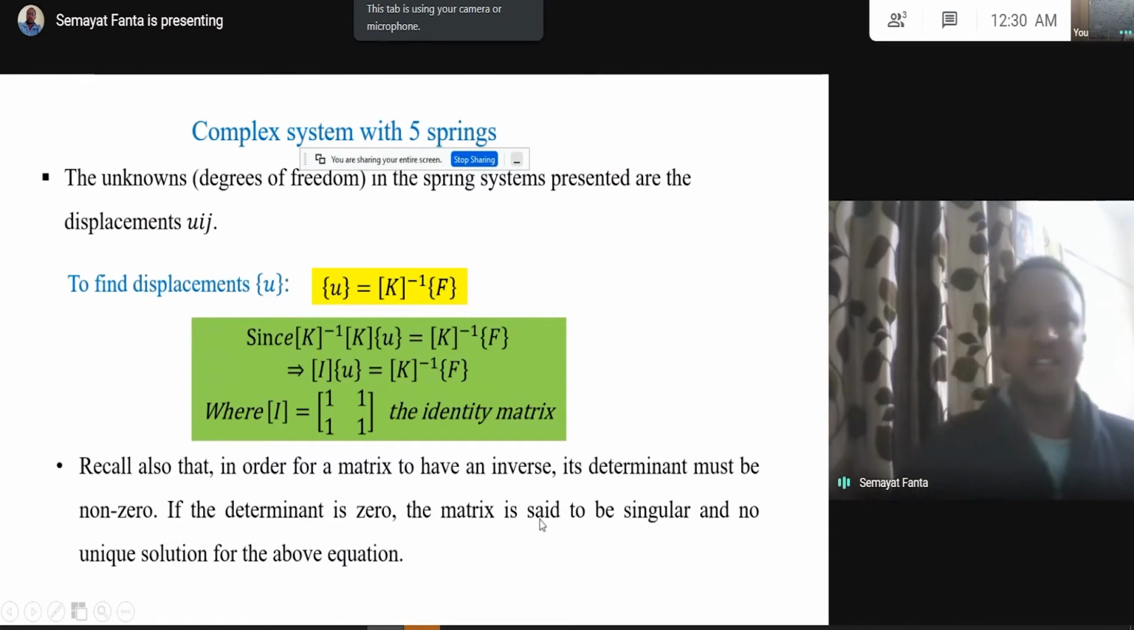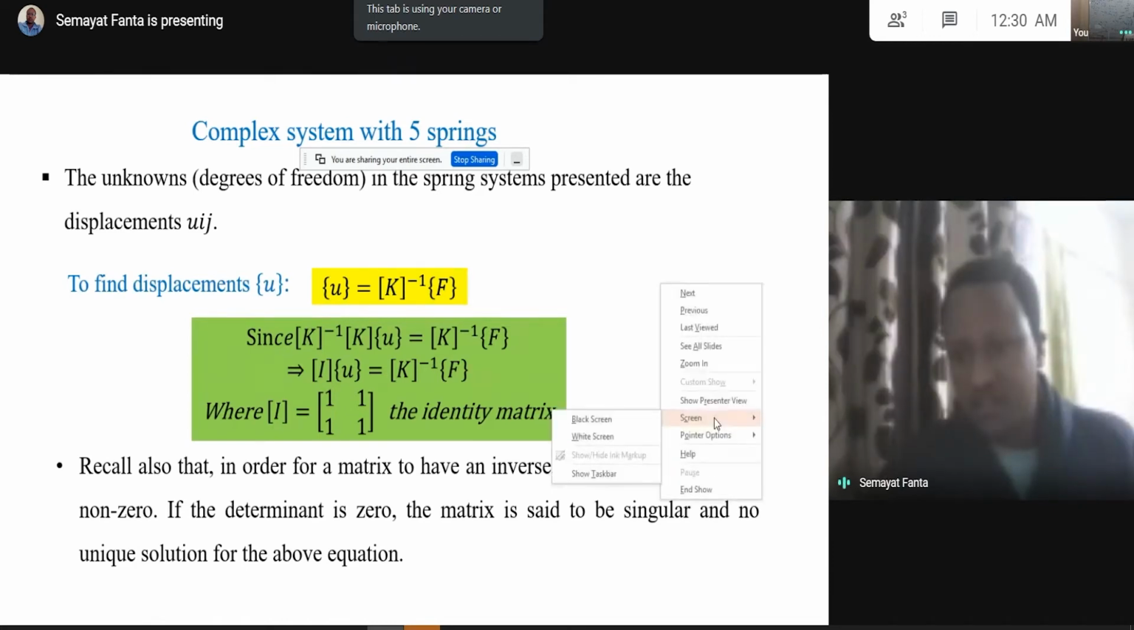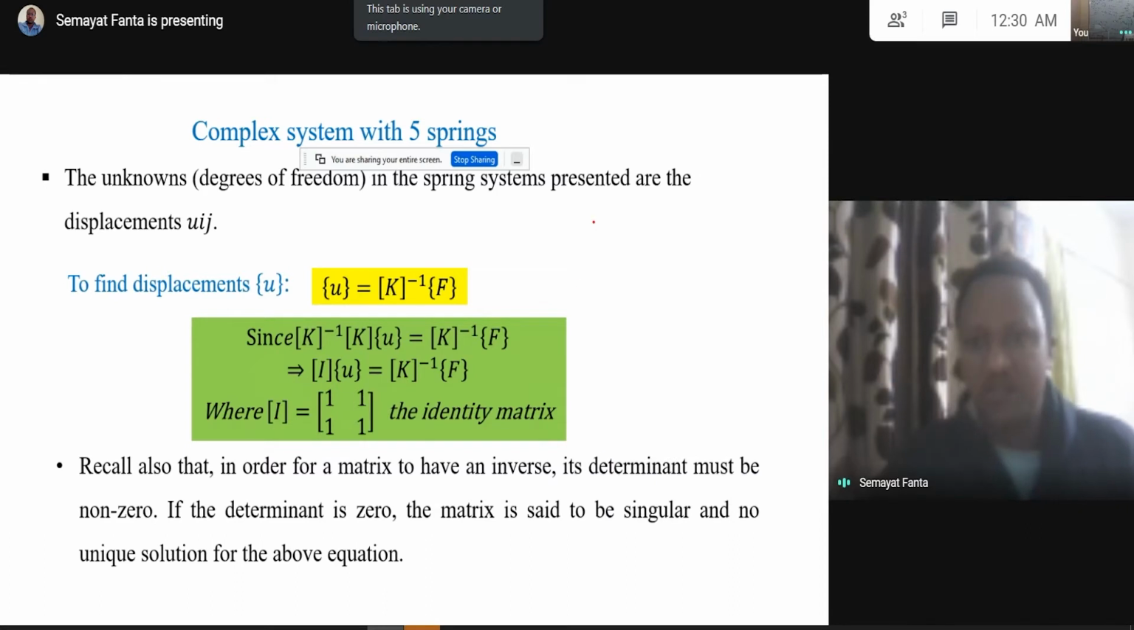U means, in the initial notation, the nodal displacements. Let me show you some. Okay, let me use the pen. So Ku equals F is the system of equations.